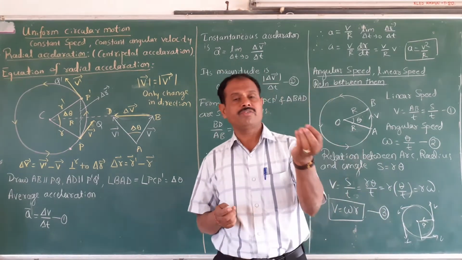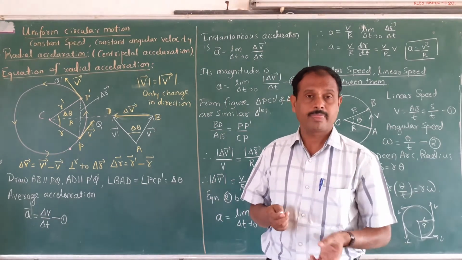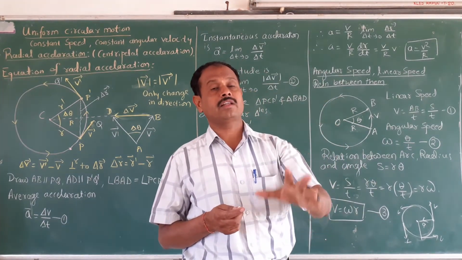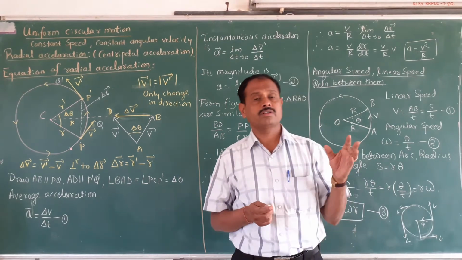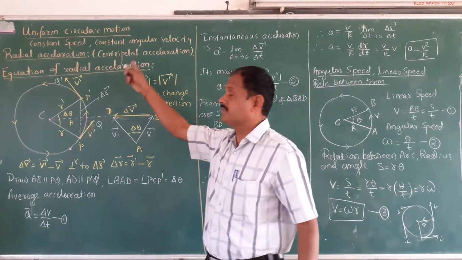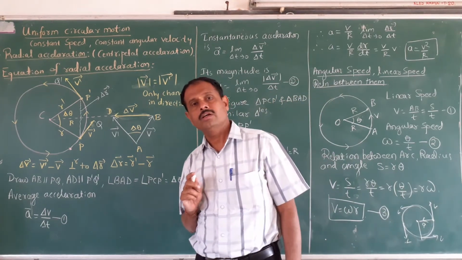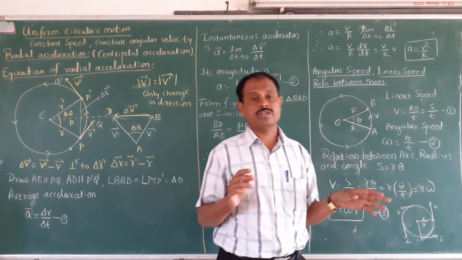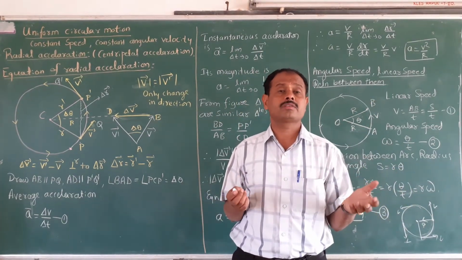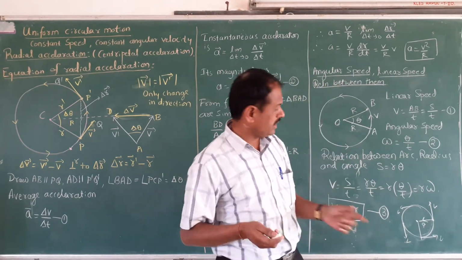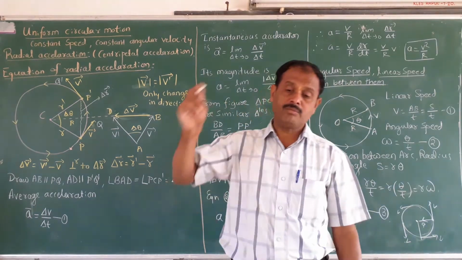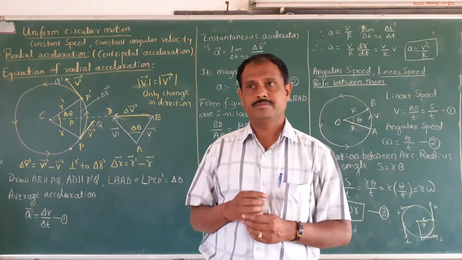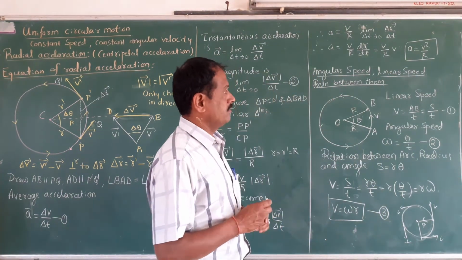Now, a very important 5-mark derivation is here: derive the expression for the radial acceleration. Only the direction of the velocity changes, but its magnitude is constant everywhere. Constant means the magnitude is the same at any point. When a particle moves in circular motion, if its velocity is, suppose, 2 meters per second, everywhere it is 2 meters per second only.